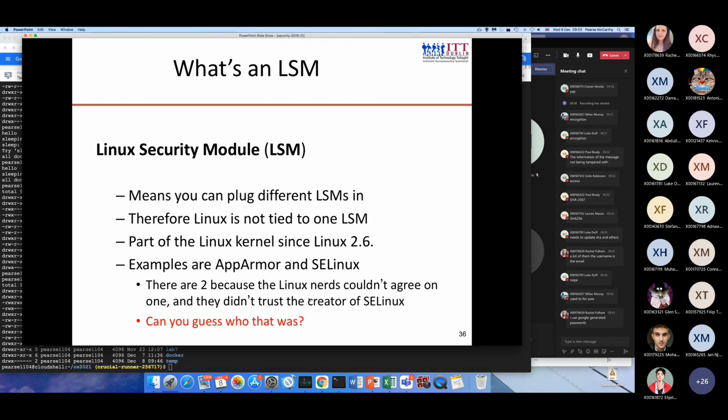There are two because Linux nerds couldn't agree on one, and they didn't trust the creator of SELinux. So we have AppArmor and SELinux. So can you guess, without looking at the next slide, who created SELinux that maybe people don't trust?